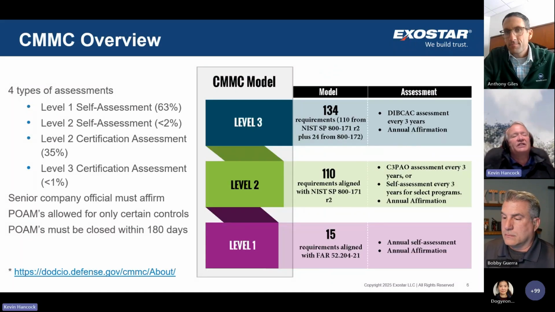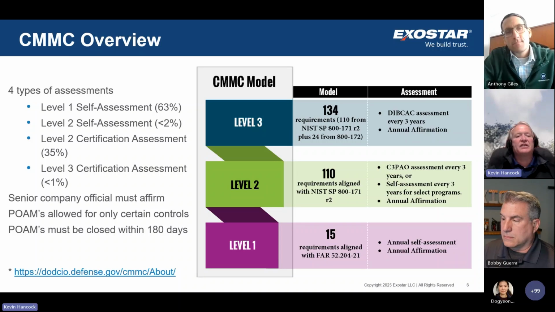So for everybody, just to give you a level set of what the CMMC program includes. It breaks down into 3 levels. And based upon these 3 levels are your requirements to safeguard the information you may receive. The majority of the defense industrial base will fall under level 1 CMMC.